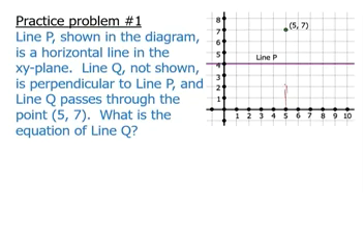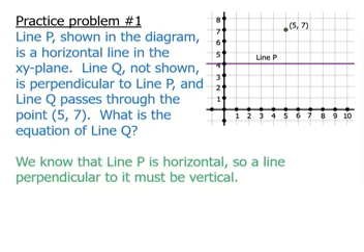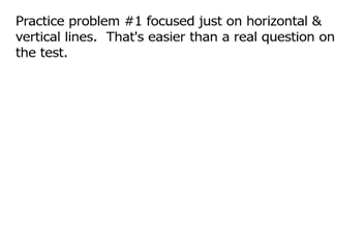So line Q is on this line here, and we know that every vertical line has the same x-coordinate. So we know it's a vertical line. All vertical lines have the same x-coordinate, so it is of the form x equals k. Well, what's the x-coordinate? If it goes through 5, 7, it must have an x-coordinate of 5. X equals 5. So this is actually a relatively straightforward problem. This is actually a little bit easier than something that the test would ask, because that just focused on horizontal and vertical lines and nothing else.